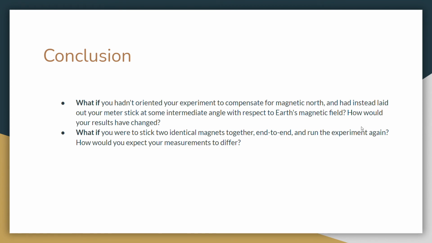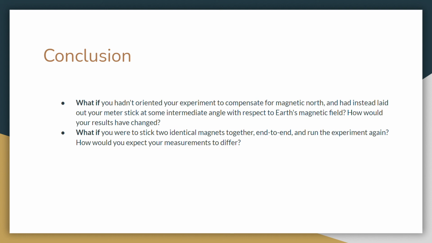What if I hadn't oriented my experiment to compensate for magnetic north, and I instead laid out my meter stick at some intermediate angle with respect to Earth's magnetic field? How would my results have changed? As I was talking about earlier, the reason we made sure to line the phone up to magnetic north was to make sure that the magnetic field of the bar magnet was orthogonal. That means the Earth's magnetic field at the x component is 0, so I could just use the x component to find the magnetic field for my bar magnet.